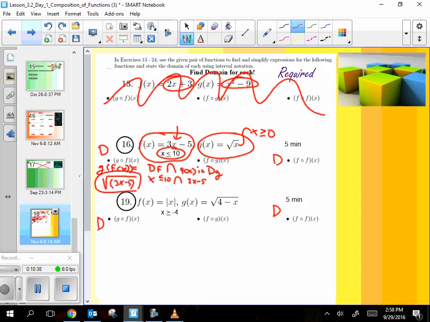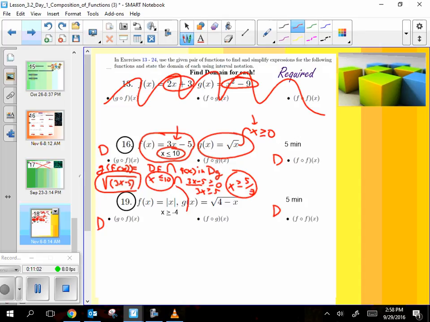So I'm going to put this into that right there. So that becomes 3x minus 5 is greater than or equal to 0. Add 5 to both sides. 3x is greater than or equal to 5. Final answer, x is greater than or equal to 5/3. And now if I just intersect that and that, I will have my answer.